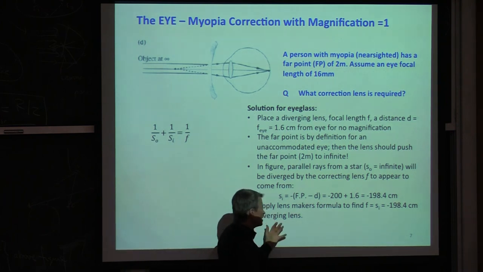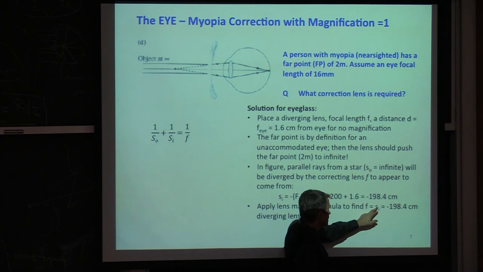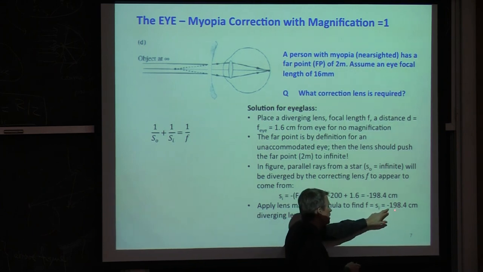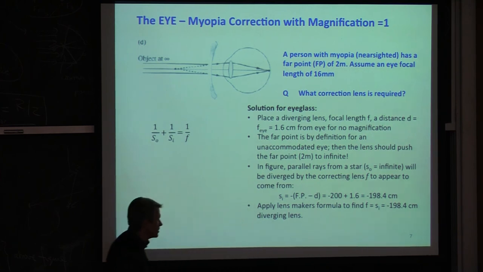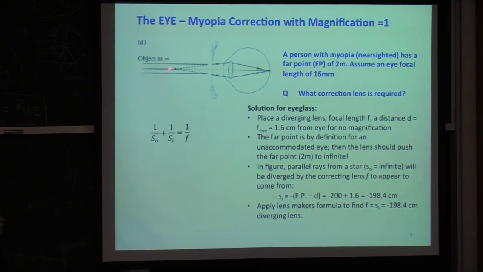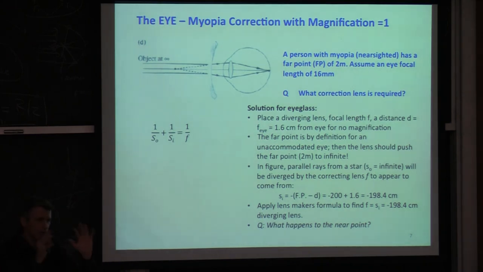And so ideally then I choose F equal to SI, which is negative 198. I use a diverging lens of minus 198 centimeters. And so now I can see starlight, and my near point should be more normal with other people. So the answer here, the near point will also move out. We don't know if it'll be exactly 25 centimeters. We're all individuals, but it will move out, and you'll have kind of normal vision with those glasses.